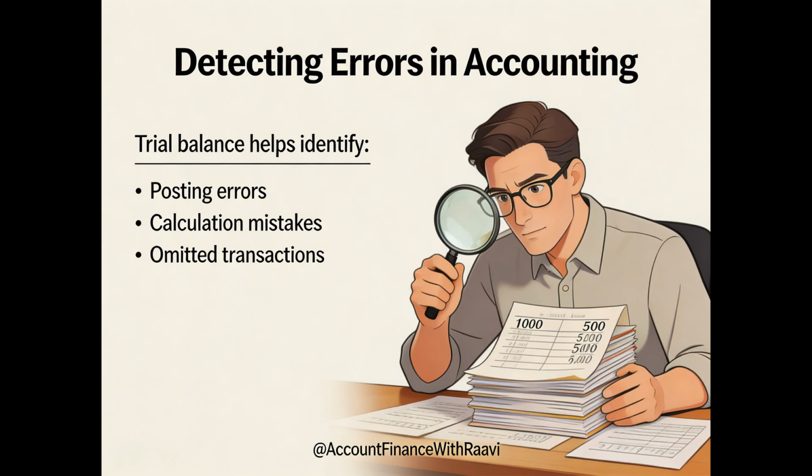So after preparing the trial balance, we will be looking into detecting errors also. There is a possibility of errors of commission, errors of omission, or compensating errors. So we generally use the trial balance to understand: is there any error in that? Is there any calculation mistake in that? Are there any transactions which are omitted?